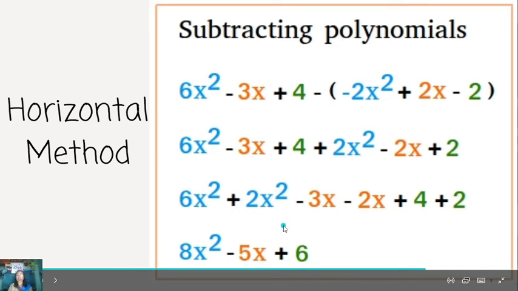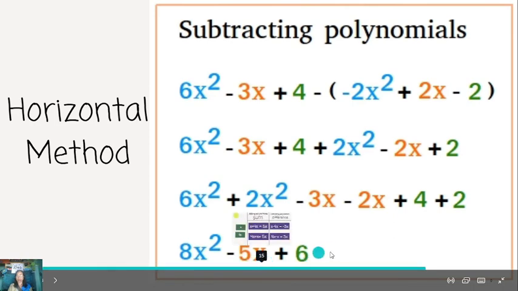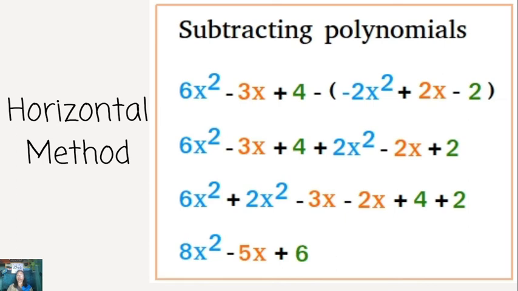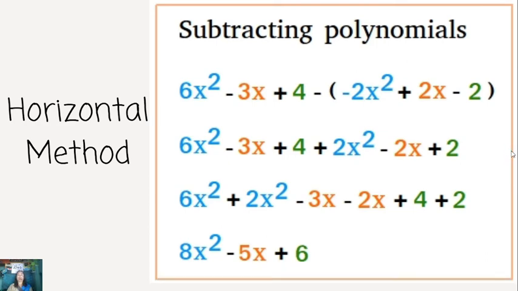Do not forget the other terms. We have negative 3x and negative 2x. When you put them together, negative 3 and negative 2 becomes negative 5x. Then 4 and 2, since they do not contain any variable, are constants. 4 and 2 becomes 6. So this is your polynomial, simplified. From the many terms, you come up with only 3 terms: 8x squared minus 5x plus 6.